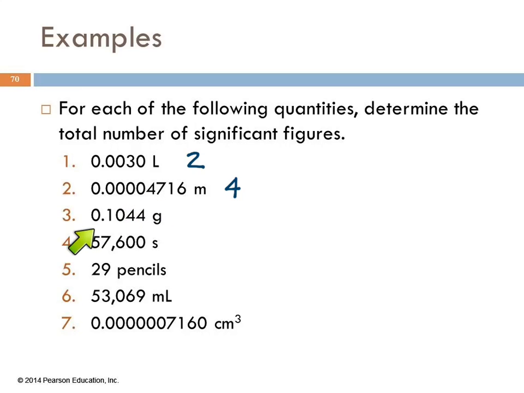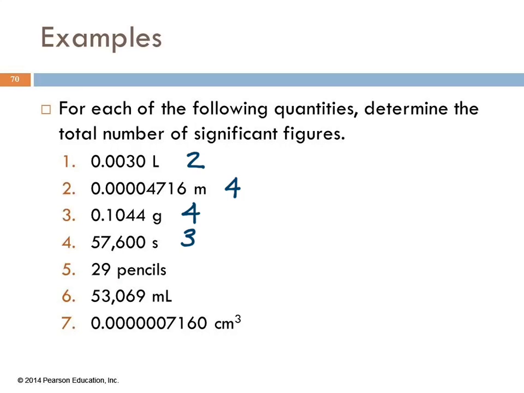How about number 3? 4. How about number 4? Okay, I heard 2 different answers, and they're both acceptable. I heard ambiguous and 3. These zeros here, trailing zeros without a decimal point, we can't be sure. It's ambiguous. If we're forced to decide, we're going to say they're not significant, and we're going to call that 3.